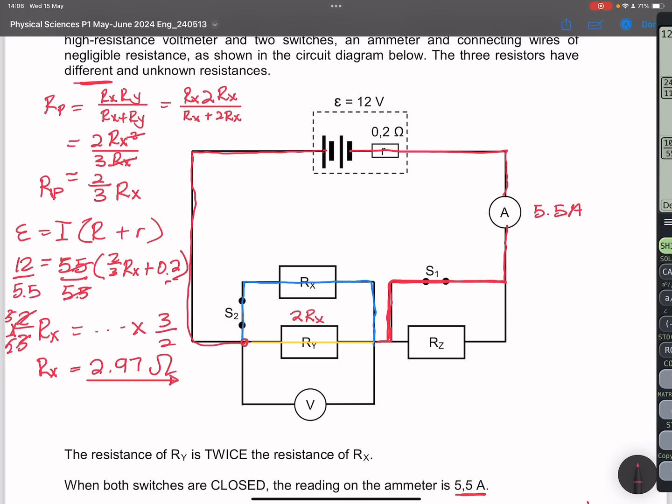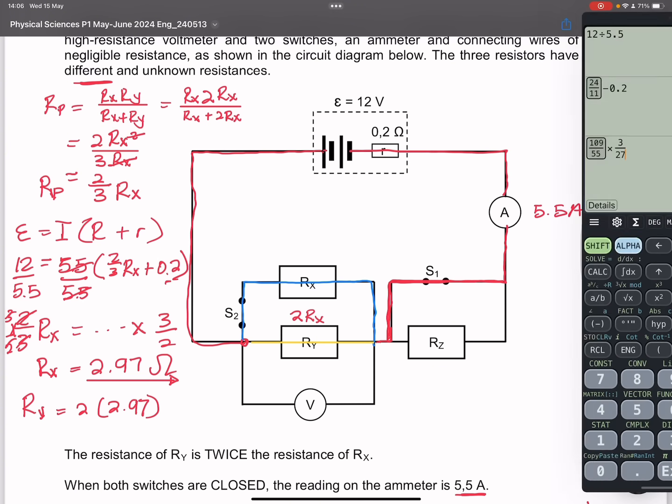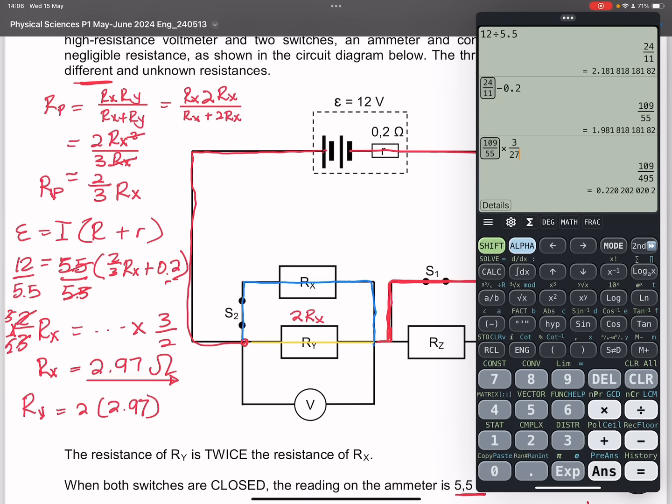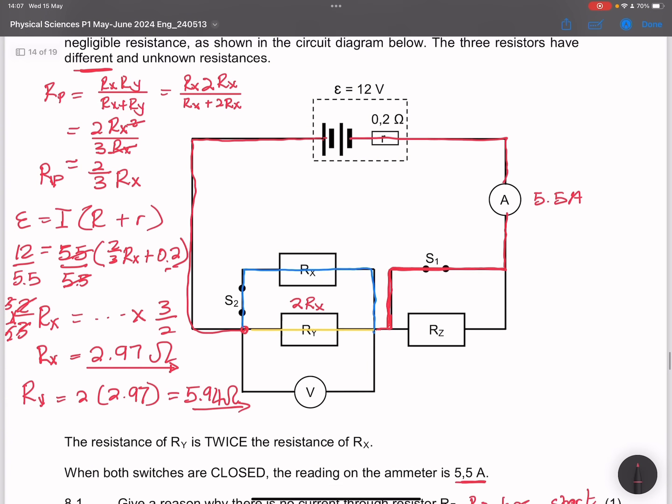But remember, they said to us we must find Ry. So we know that Ry is 2 times Rx. So it will be 2 times 2.97. Okay, so I'm going to take that value. I'm going to say 2 times 2.97, and I get 5.94. So that would be 5.94 ohms. Okay, let's write that nicely. So that is what we get for the resistance of Ry.